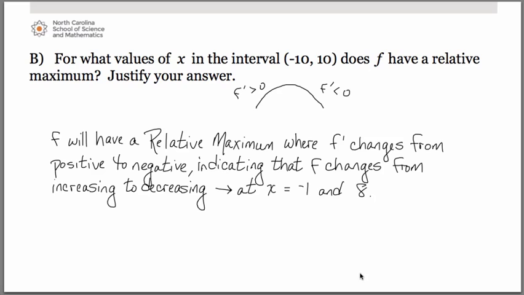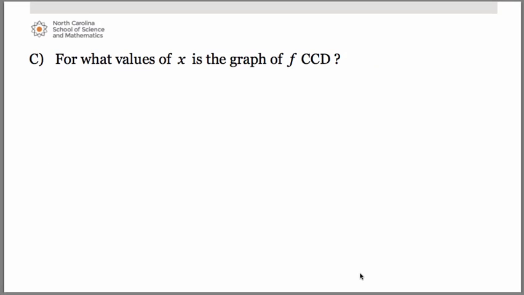Remember to be specific in specifying whether you are talking about f versus f prime, and to make that link between what you're seeing on the derivative graph and what that tells us about the original. The last thing students were asked for were the values of x for which the graph of the original function f is concave down.